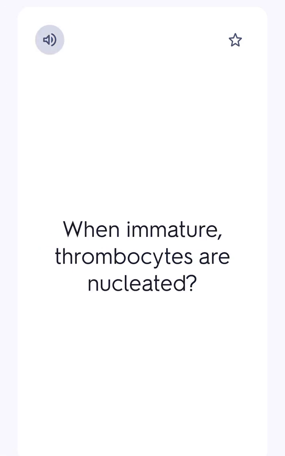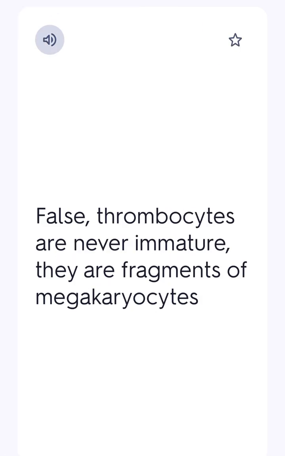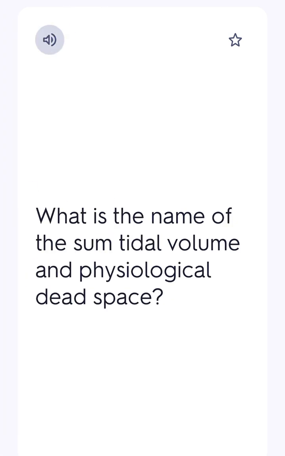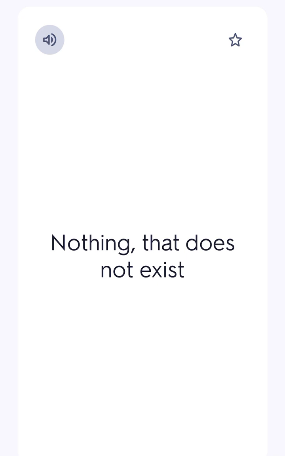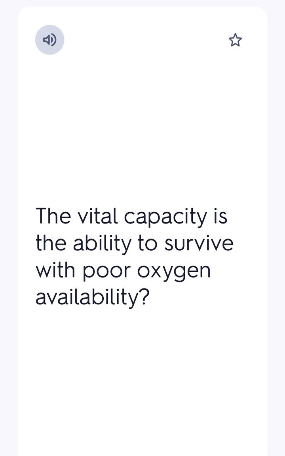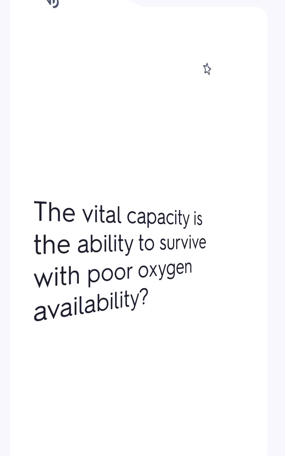When immature, thrombocytes are nucleated. False. Thrombocytes are never immature, they are fragments of megakaryocytes. What is the name of the subtidal volume and physiological dead space? Nothing. That does not exist. The vital capacity is the ability to survive with poor oxygen availability? False.